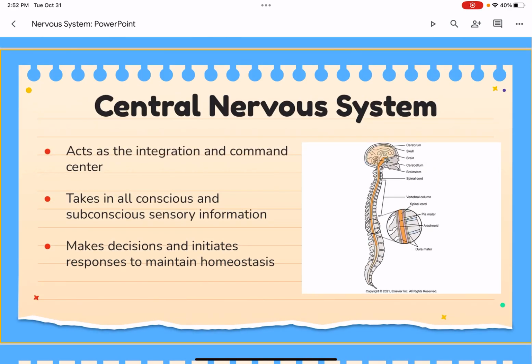So we have the central nervous system. It acts as the integration and command center. It takes in all conscious and subconscious sensory information. It makes decisions and initiates responses to maintain homeostasis.